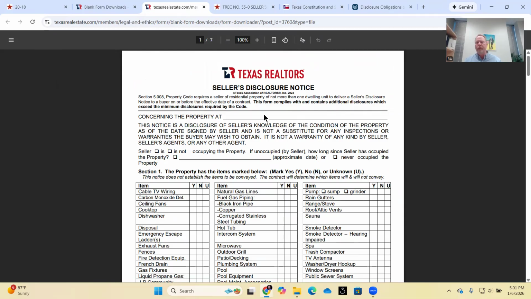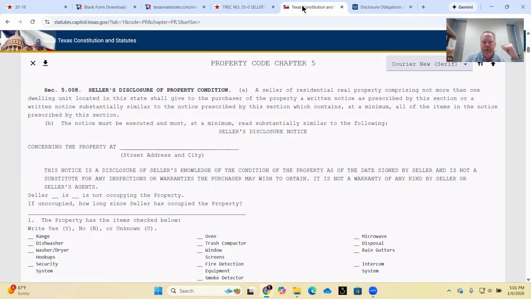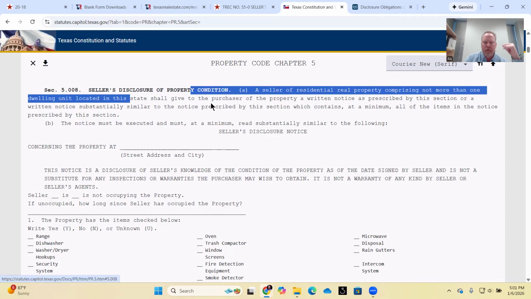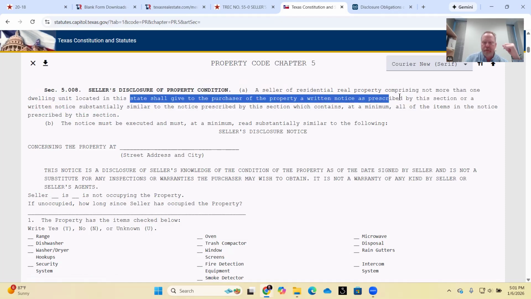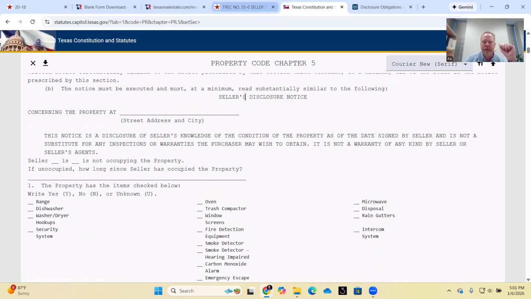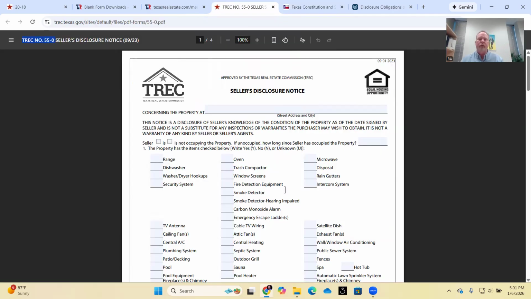You use this if you are a member of the board, you have access to this. Now, the law states in the Texas Property Code that the seller shall give the purchaser written notice prescribed by this section. So that means they have to, unless they're one of those 11 exceptions we talked about in another video. Okay. This is the minimum, which is this disclosure. The idea is for the seller, and you as the agent have to tell the seller, to fully disclose and be honest on this form and disclose everything.